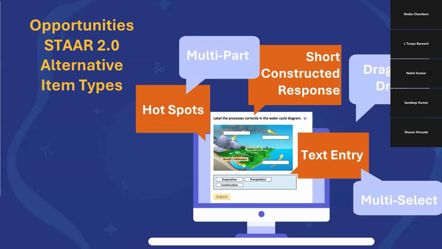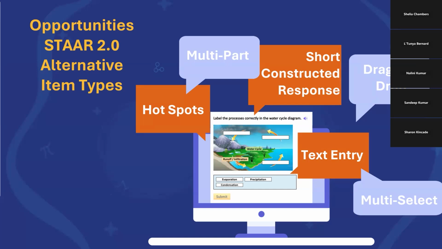Something else too, like we talked about earlier, there are opportunities for STAAR 2.0 item question types built into every facet of our program. They're going to have hotspot questions, multi-part questions, SCRs like we've talked about, drag and drop, text entry, and multi-select. All of these things are great practice for not just your science test, but also for all the other STAAR tests that they're going to come into contact with. So it's really great for all grade levels, not just your STAAR tested subjects.